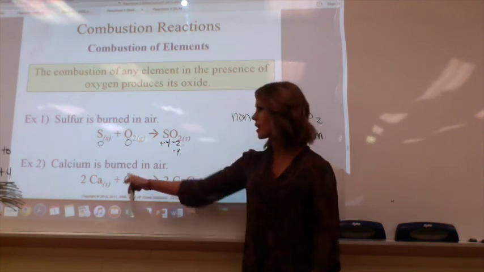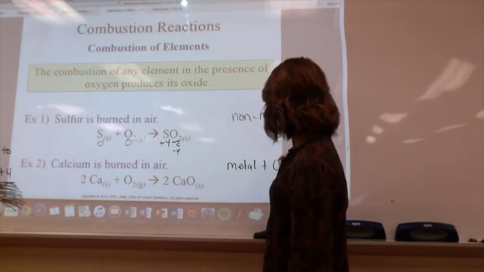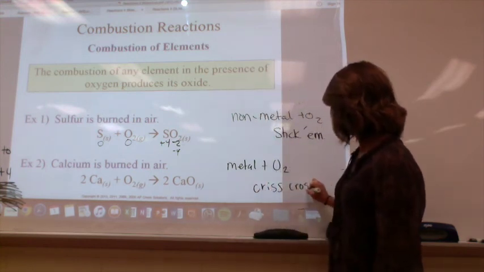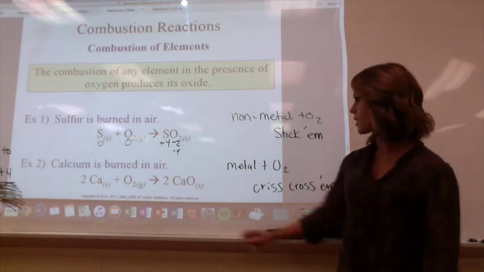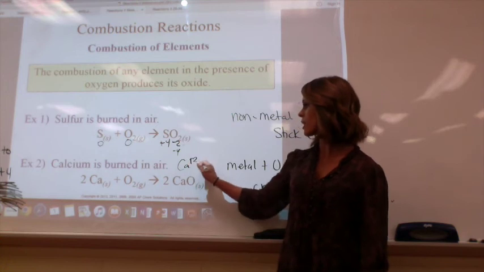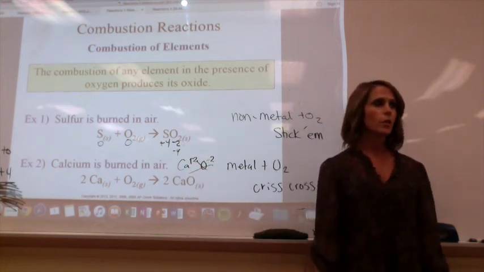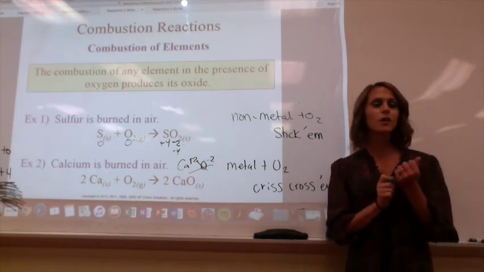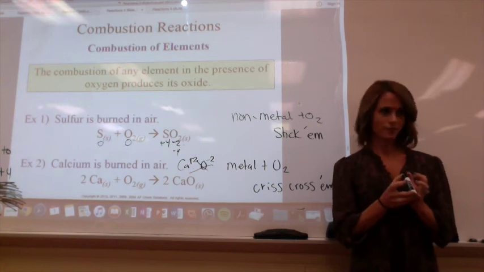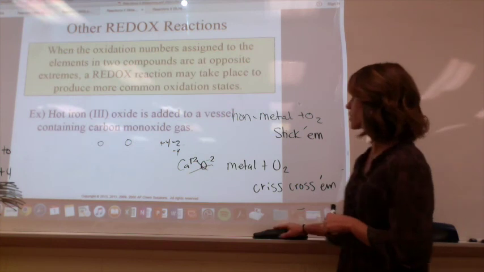Got it? If it's a metal plus O2, you crisscross them. So calcium burned in air, calcium's a +2 charge, oxygen's a -2, I crisscross them, I get CaO. So if it's a non-metal, you stick them. If it's a metal, you crisscross them. Other redox reactions.